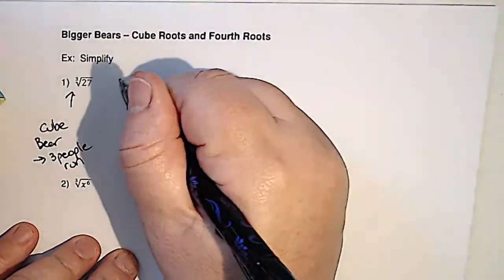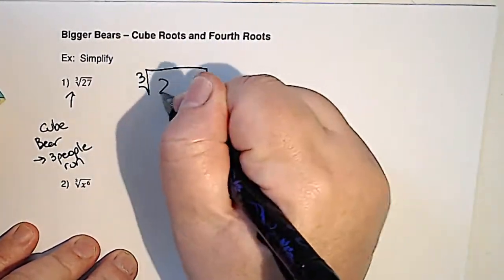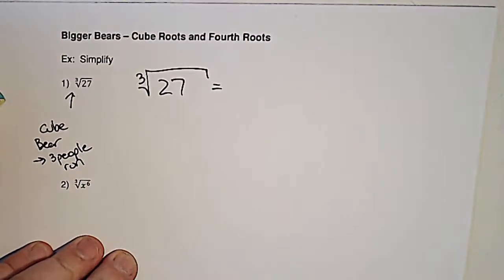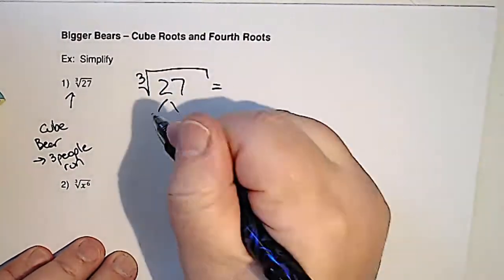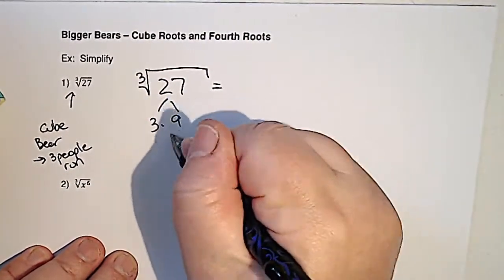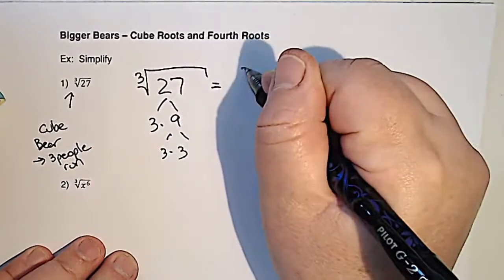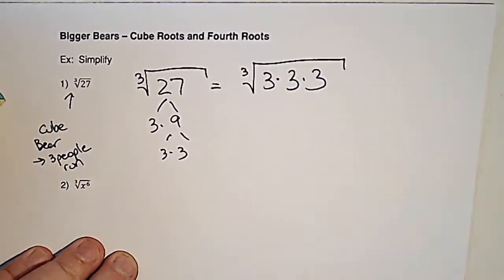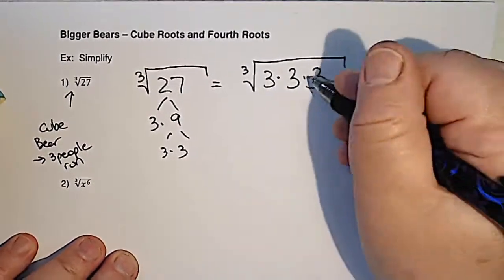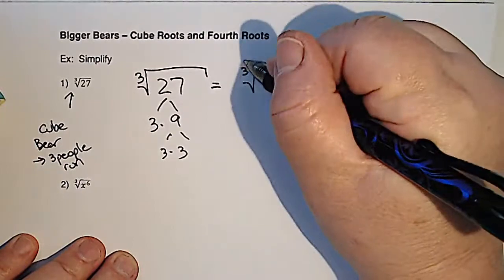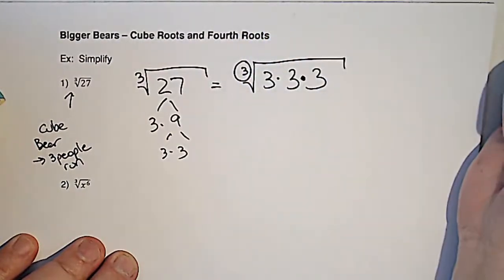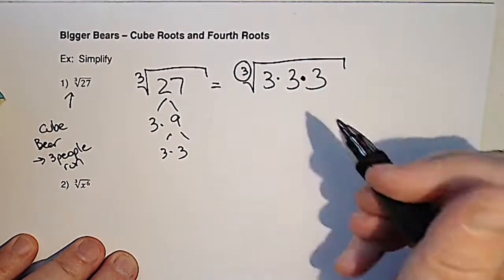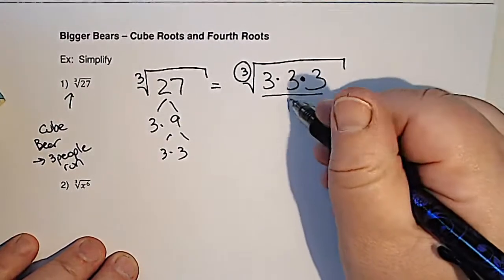Okay, so I've got the cube root of 27. I do exactly what I would do before. I'm going to break it down: 3 times 9, 3 times 3. Cube root, and so I'm going to write 3 times 3 times 3. So I have my prime factorization there. I've broken it down. I know who's there. And it's a cube, so 3 people run. So all 3 threes run.